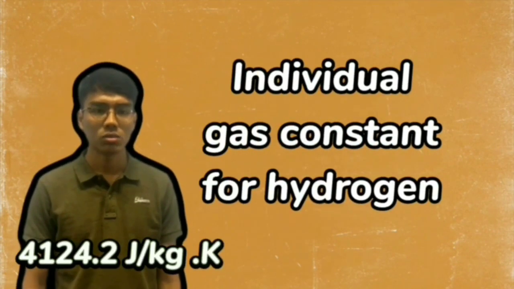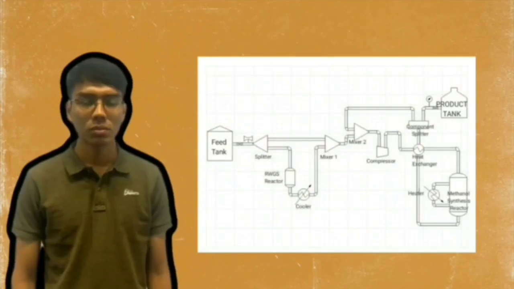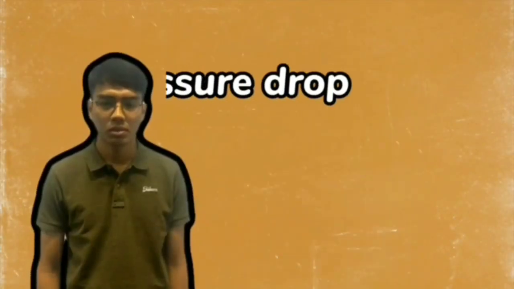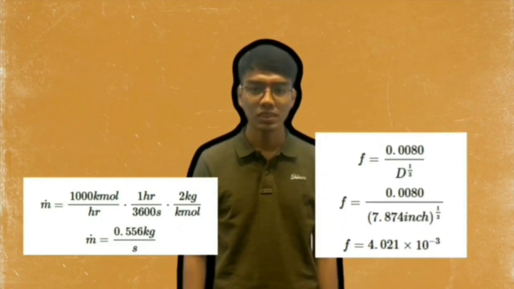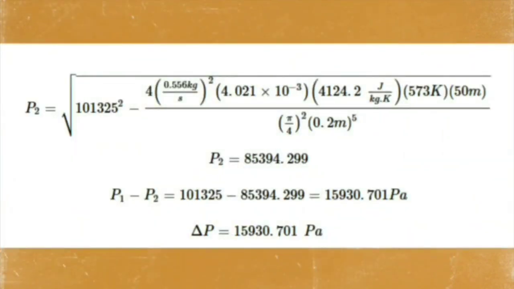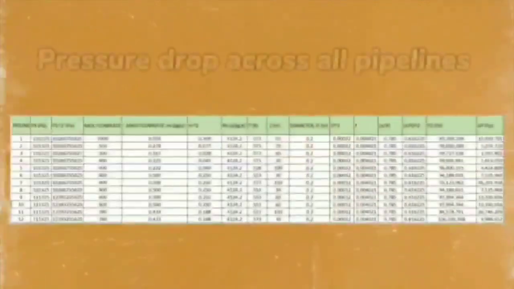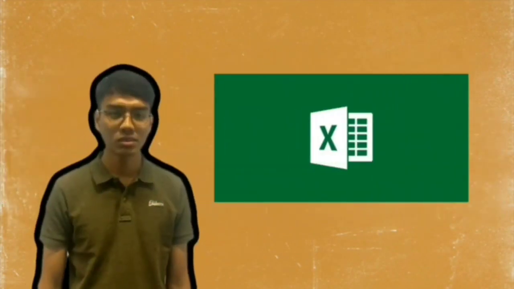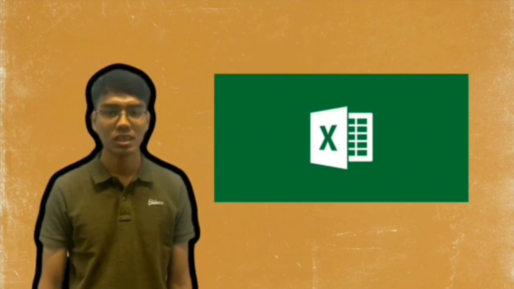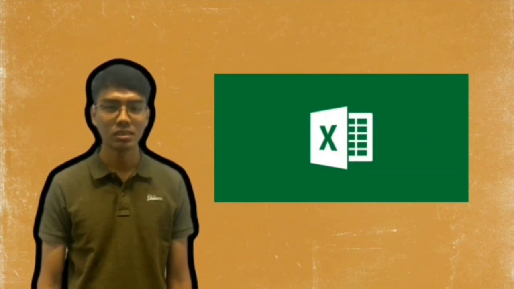For this calculation, we assume pipeline length based on the piping layout. For the first pipe, we calculate the pressure drop based on the following diagram. To start the calculation, we calculate mass flow rate, friction factor, and assume the first line is 50 meters. The calculation for this pipeline can be calculated like this. Pressure drop across the whole pipeline can be referred from this table. We use Excel to calculate pressure drop for the whole pipeline, as the application is the same as the previous calculation.